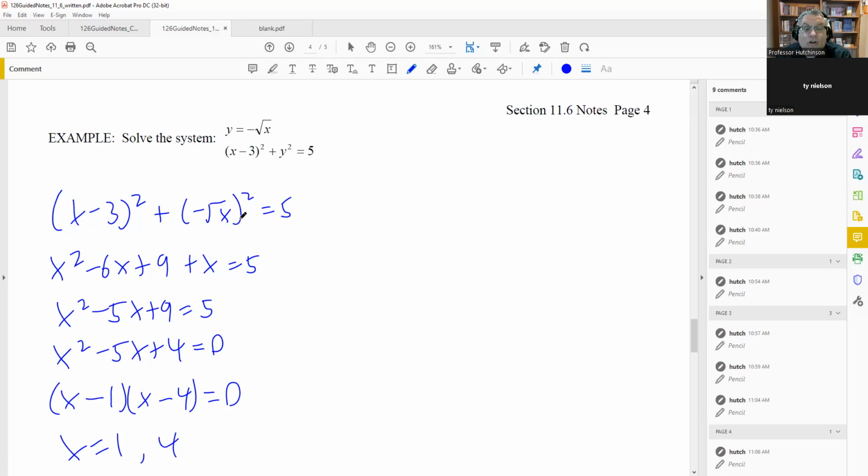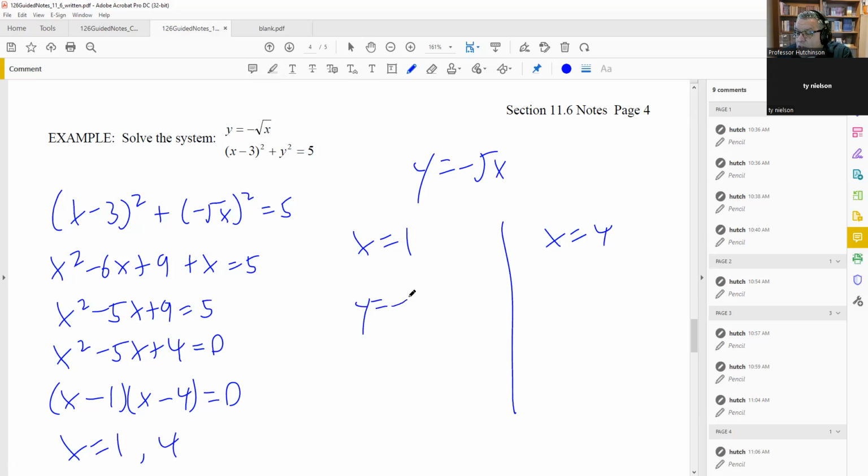Now, as I mentioned in the very first problem we did in this section, I would just use the easier equation when you're finding your answers for y. And you don't have to worry about it being wrong, because you're going to get the correct answers if you use that first equation. So I'm going to use y equals negative square root of x. I have x is equal to 1, and x is equal to 4. So I'm going to plug both in to get the corresponding y values.